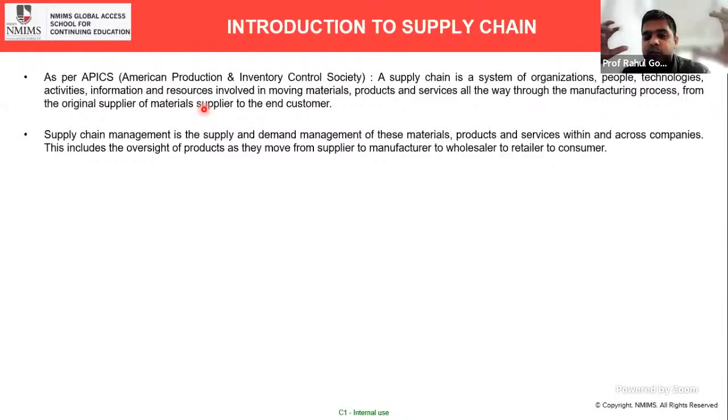So there is a whole flow that you can visualize when we talk about a supply chain. Supply and chain: there's a chain through which the supply is happening. Supply of raw material, packaging material, services, products, information, money. Everything is flowing through this chain. So that is called a supply chain.